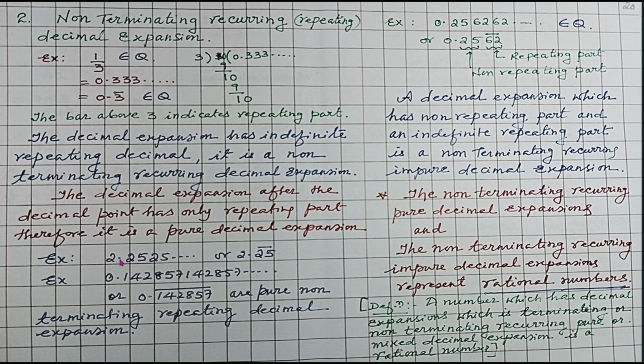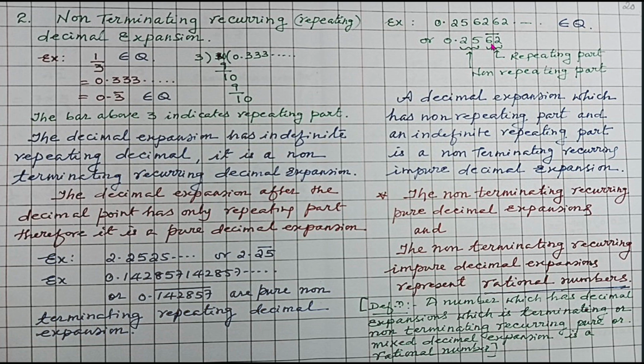Let us take one more example. 2.2525. You see here 2525 is a non-terminating recurring decimal expansion. Here 2525 is repeating, therefore 2.25 bar, and this is what is called a pure decimal expansion. Now here also 142857, 142857 is again repeating, that means 0.142857 bar are pure non-terminating repeating decimal expansions. So please remember that.